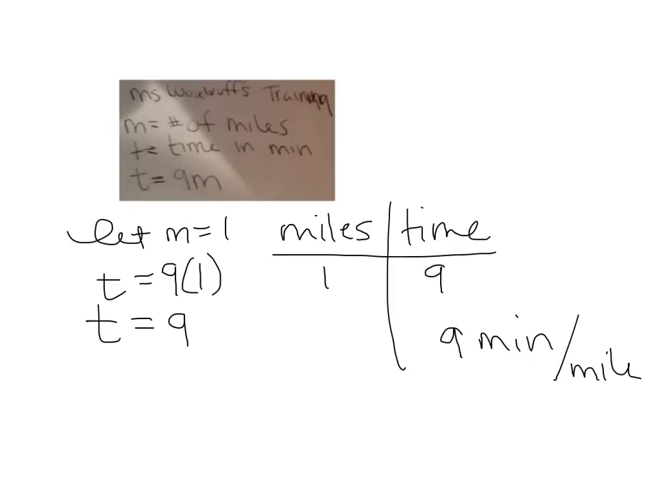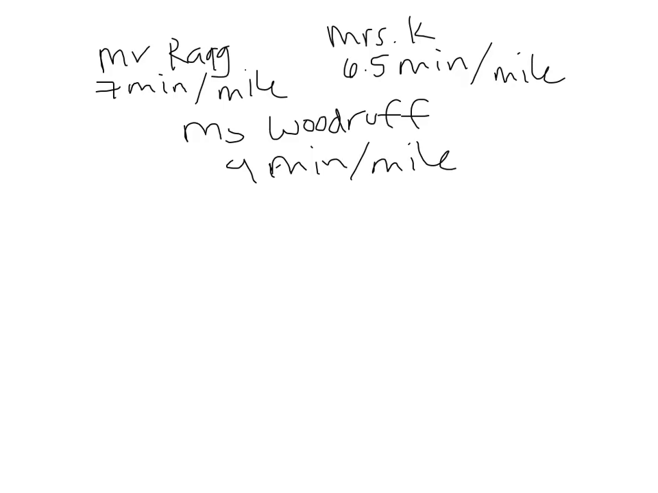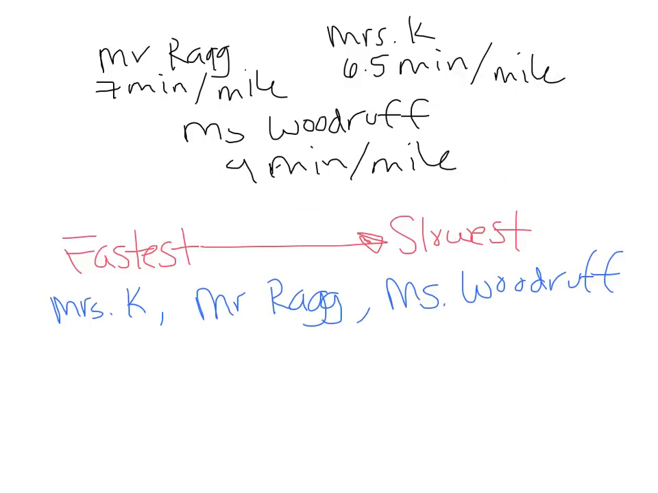We should be able to compare the three teachers fairly easily. Looking at the unit rates, once again, Mr. Ragg was 7 minutes per mile, Miss K's was 6.5 minutes per mile, and Miss Woodruff's was 9 minutes per mile. It's very easy to compare from fastest to slowest. Remember, the fastest will have the least amount of minutes per mile. So Mrs. K is the fastest, while Miss Woodruff is the slowest. So we were able to order the teachers from fastest to slowest by finding their unit rate.